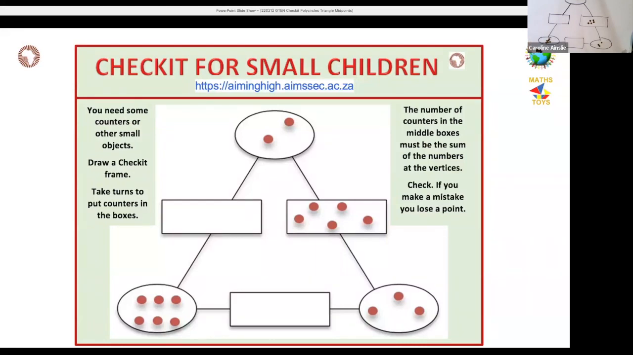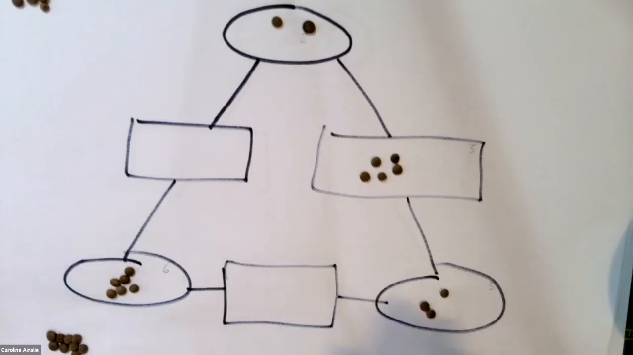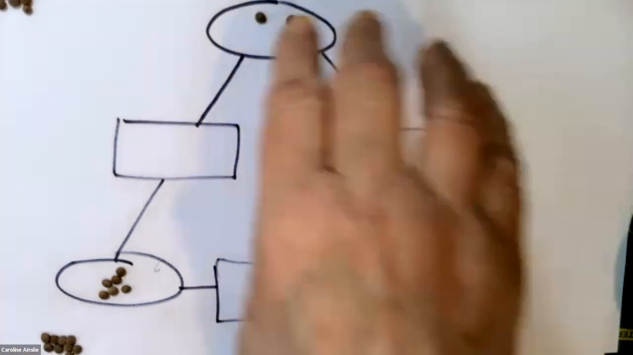Now, Checkit's a fantastic game, very versatile. And the idea is you've got this board, you can do it on a piece of paper, you can do it on a board. And I've actually got a version of it. I'm using lentils. You can use whatever you want. You can use any kind of flat counters. And what we've got is we've got 2 lentils.